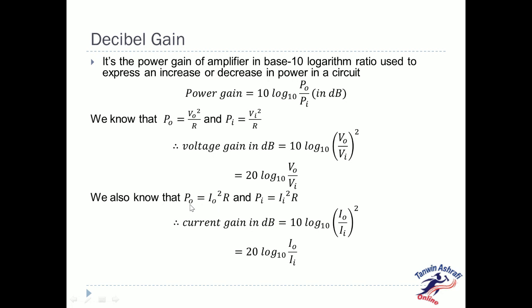Similarly, we also know that power is equal to current square into resistance. If we replace in the above equation for the current gain, we will get current gain as 20 log to the base 10 of Iout divided by Ii, that means 20 log to the base 10 of AI.